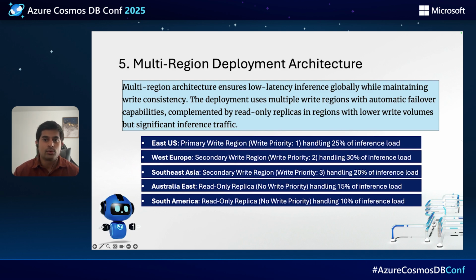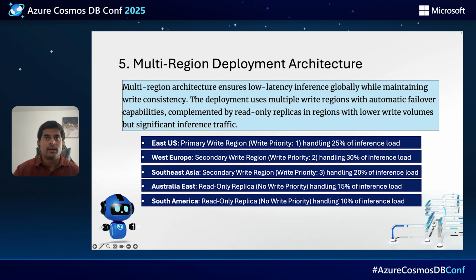So let's also analyze how this architecture works. We use multiple write regions in Cosmos DB. This allows writes to happen in different geographical locations, reducing the latency for regional data updates. We also configure automatic failover. So if one region has an issue, another region takes over without any impact, right? This setup ensures fast reads close to the user without overloading write regions.